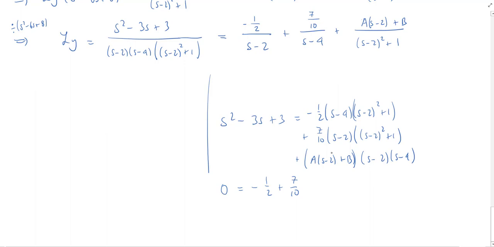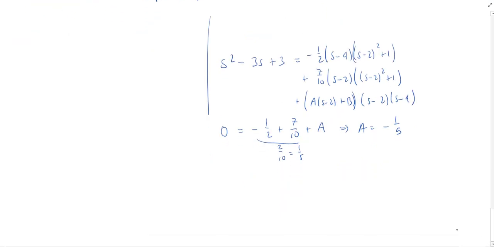And then from this last one, I have an s times s times s, so that's an s cubed. So in total, let's see, what do we get here? That's 5/10 with a minus, so 7/10 minus 5/10 is 2/10, or 1/5. So a is going to be negative 1/5. Okay, we're part of the way there.